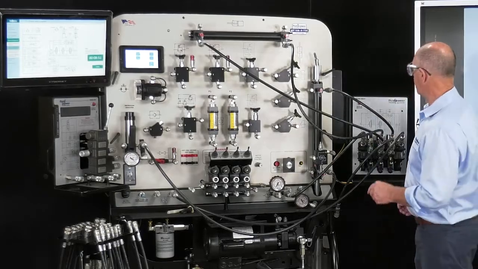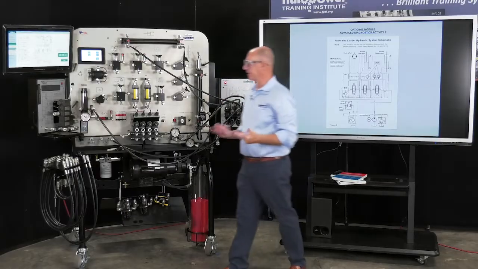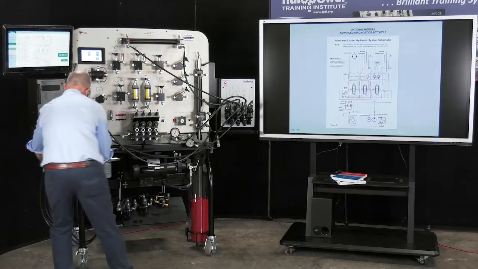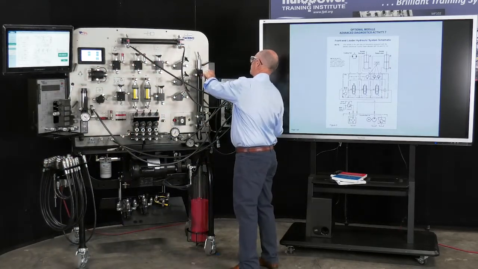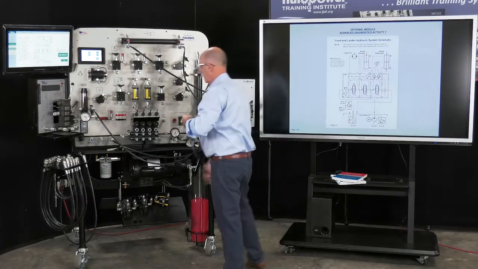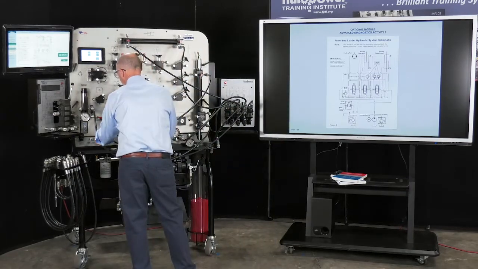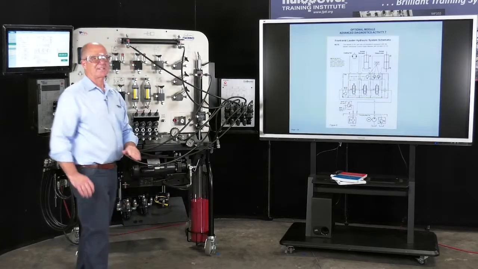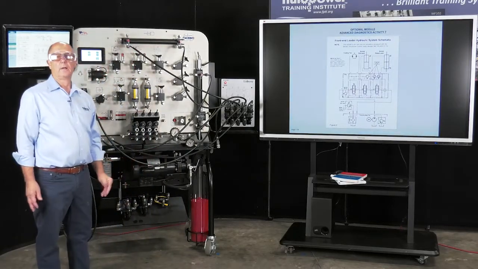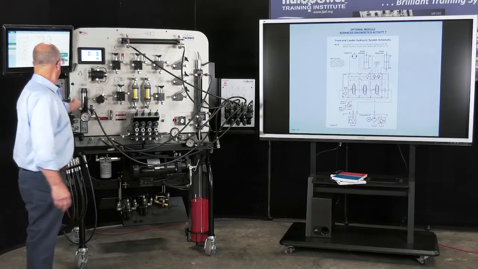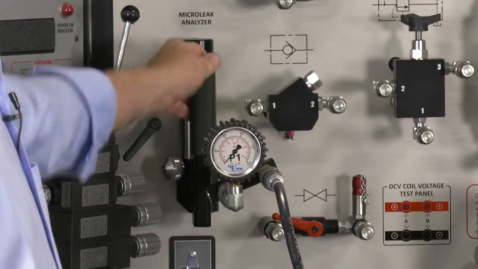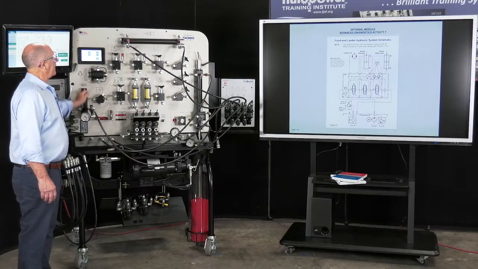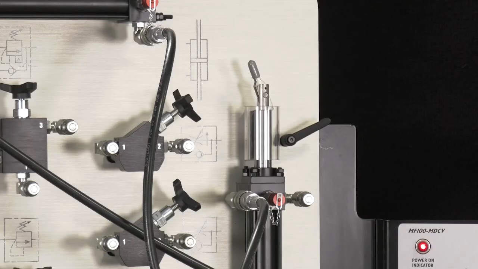So what I'm going to do now, because I'm running quick disconnect, is run a line from the top port of the cylinder back to the hydraulic reservoir. Now I'm ready to do a microleak test, which is the safest test you can possibly do on a hydraulic cylinder. So here we go. Close the valve and then start to pump. As we can see, there's absolutely no movement of the cylinder whatsoever.